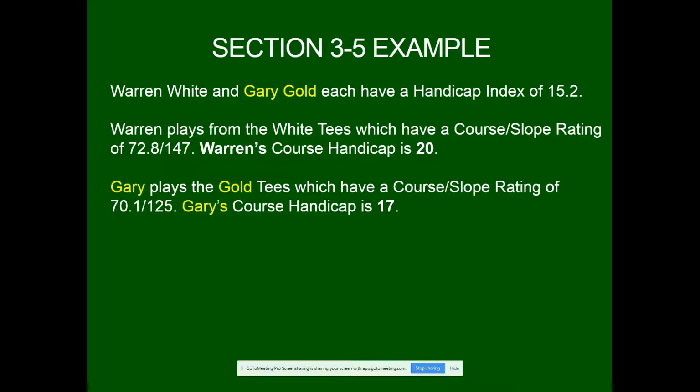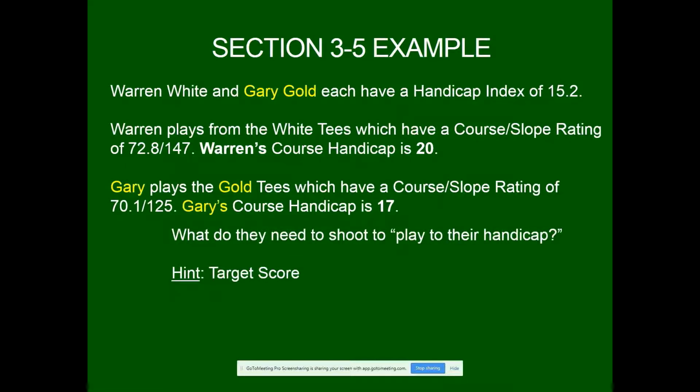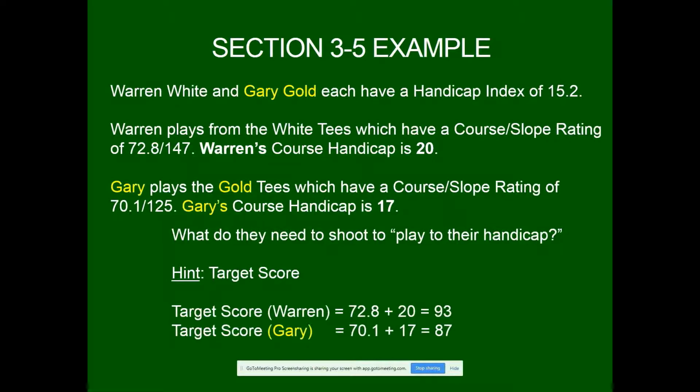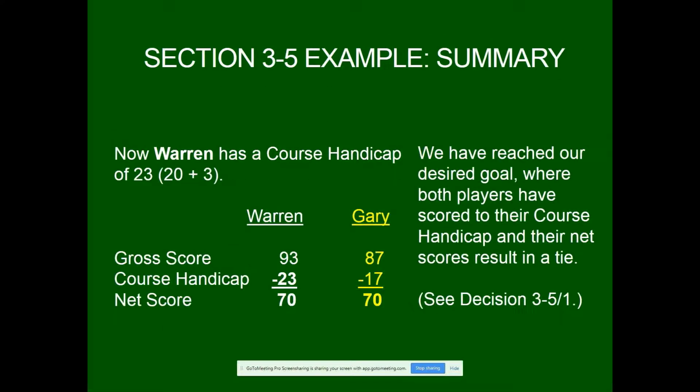You have to keep that in mind. So what do we need to do to actually equalize this match? Because the match isn't equalized alone. All you have is a course handicap based on the tee. There's nothing that's been equated for the differences between the two tees themselves. So in this example, we have to look at target score. The target score for Warren is 93 and the target score for Gary is 87. There's a 6-stroke difference. But there needs to be an additional calculation in there.